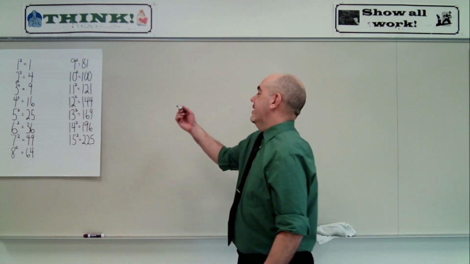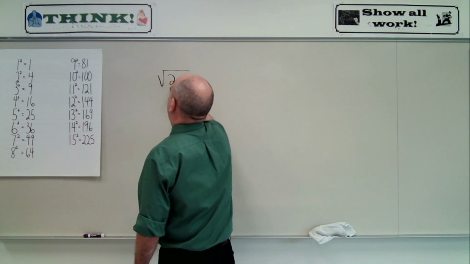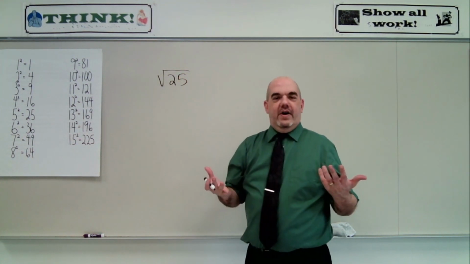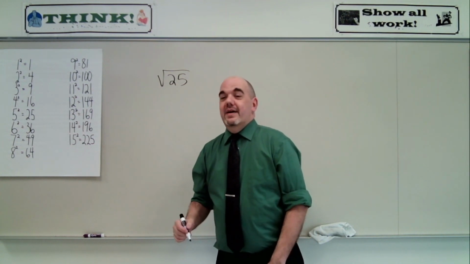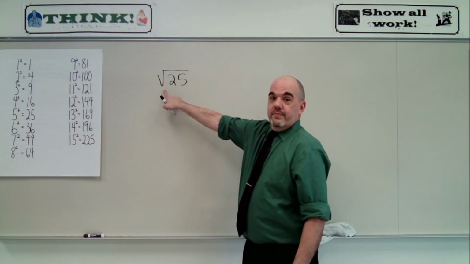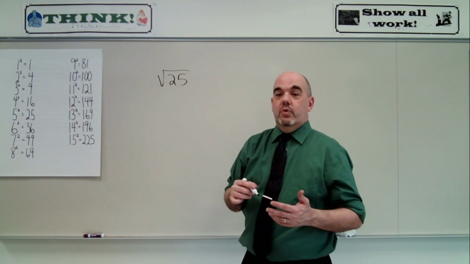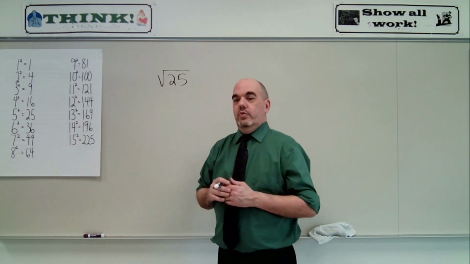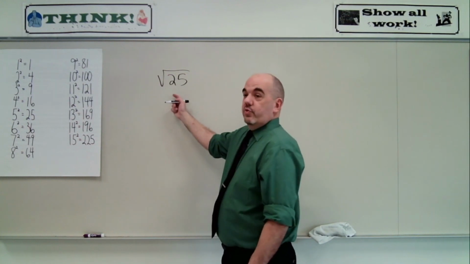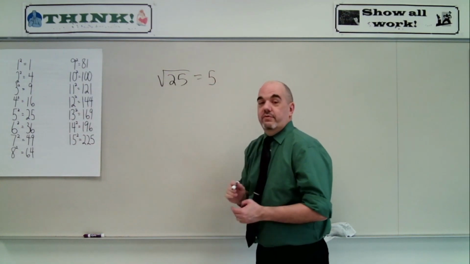Let's get started. When you look at the square root of 25, is the answer to that 5? Is it negative 5? Is it both? It's a good question. In math, this symbol means the positive square root or the principal square root. You can think of it as the main square root. So in this case, the square root of 25 is just 5.